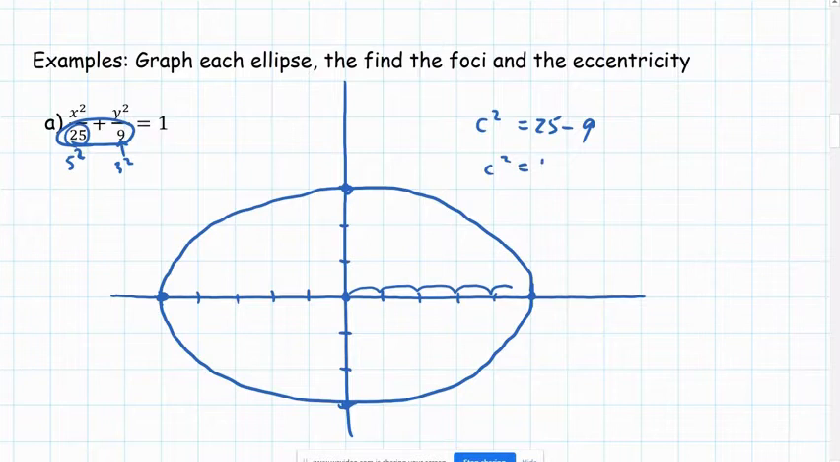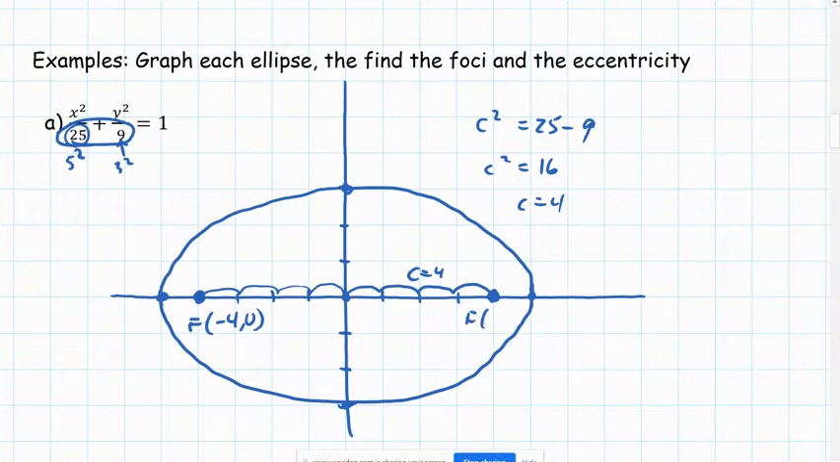C squared is equal to 16, so C equals 4. And so we're going to count from the center, 1, 2, 3, 4. The foci are always on the longer of the two axes. So this C equals 4 tells us that that focal point is 4 units from the center along the major axis. 1, 2, 3, 4. There's our other focal point. So our focal points are at negative 4, 0 and positive 4, 0. So we could call one of them focal 1 and focal 2.